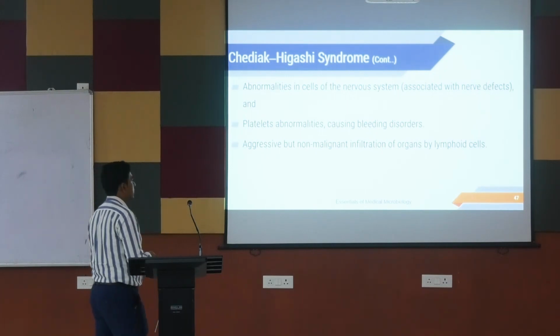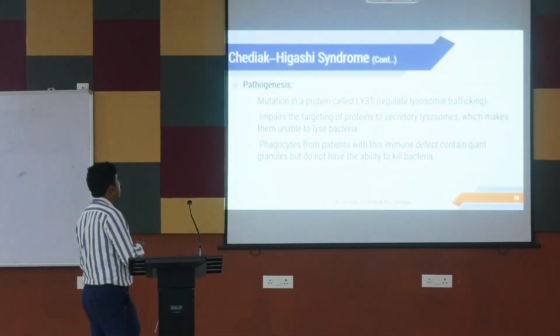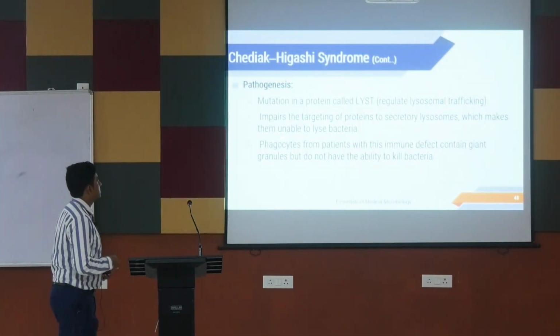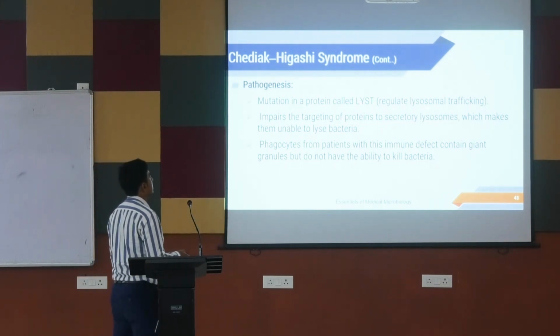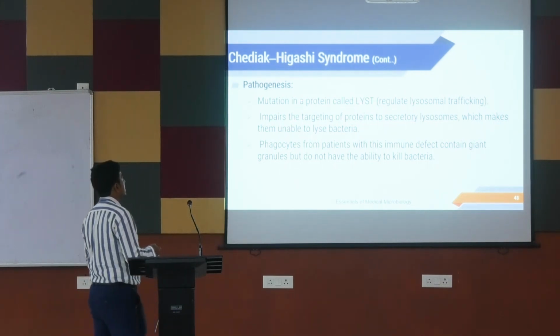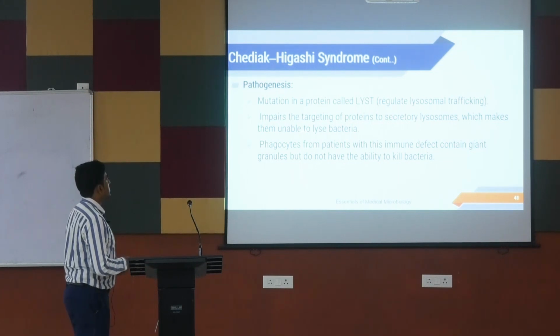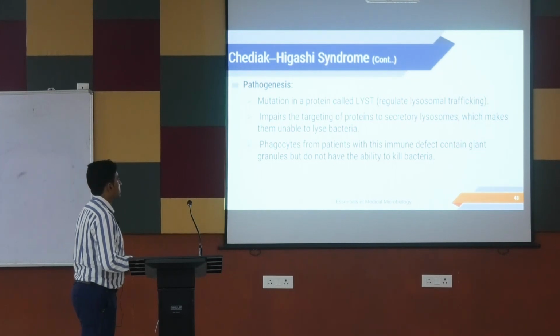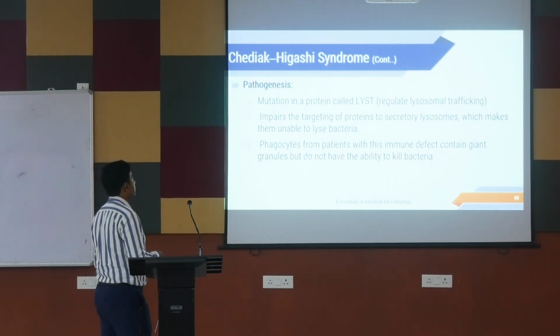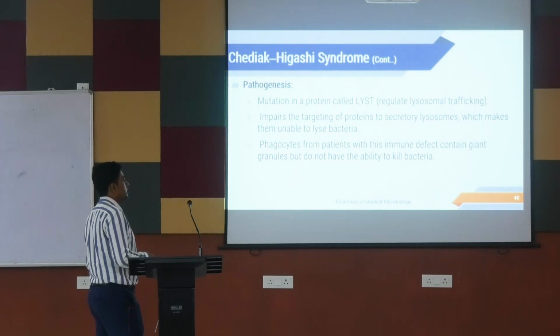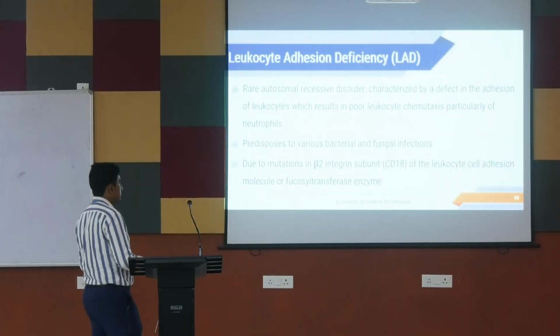This is aggressive but non-malignant infiltration of the organs by the lymphoid cells. Pathogenesis কিভাবে হচ্ছে? There is a mutation in the protein called the lysosomal trafficking regulator, which impairs the targeting of the proteins to secretory lysosomes, which makes them unable to lyse the bacteria. Phagocytes from patients with these immune defects contain giant granules but do not have the ability to kill bacteria.